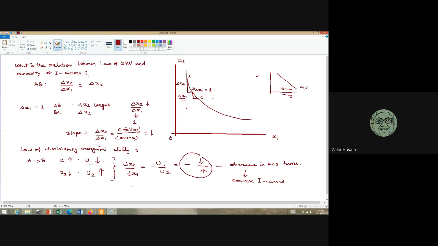দেখো এইখানে what have I shown? As I'm moving from A down the indifference curve, what is happening to the consumption of x1?